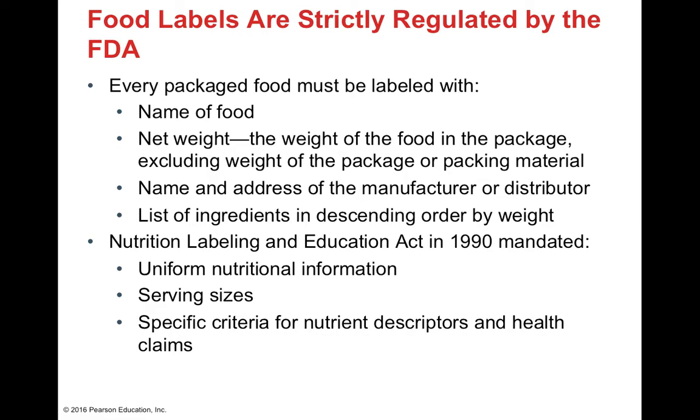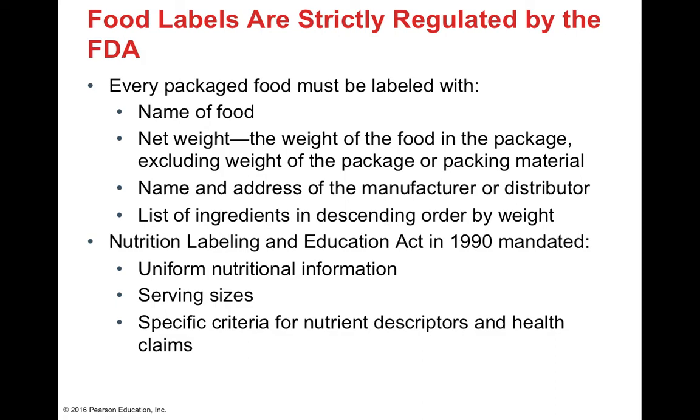Now let's talk about food labels. Food labels are regulated by the FDA, and every packaged food has to have the label on it. That label has to contain the name of the food, the weight of the food, excluding the package and packing material, the name and address of the manufacturer or distributor, and the list of ingredients in descending order by weight. So the first 3 or 4 items are basically going to be the main part of the meal.